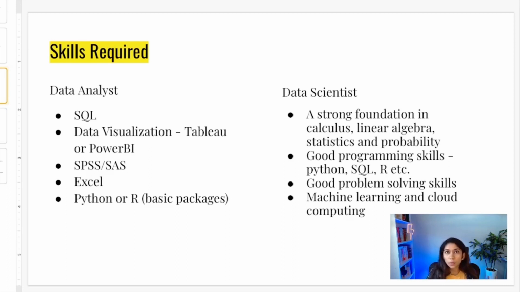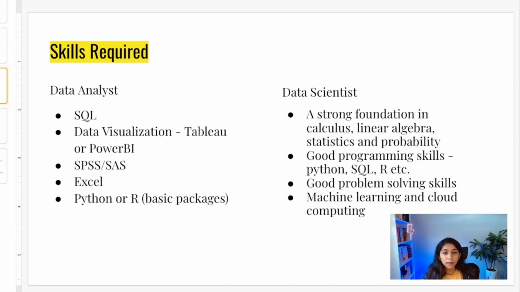So if you are someone who says, yes, I agree with you, I can completely relate, I am such a person, and I think this is a perfect match for me, then I think you should take up data analytics or data science.